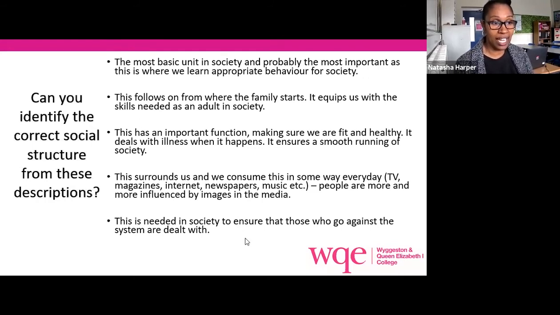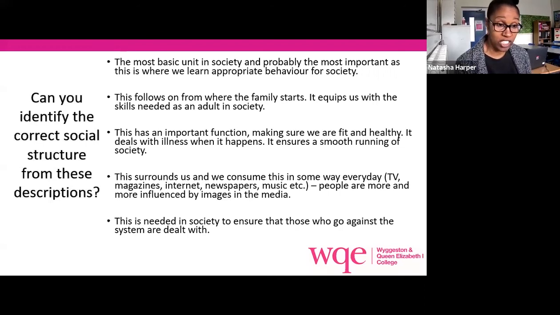And then finally, this is needed in society to ensure that those who go against the system are dealt with. Again, we can't just assume that all parents are doing their job effectively in socializing children into correct behavior. We have to have some form of mechanism to ensure that everybody does the right thing. Okay? And if they don't, then we need to know what the consequences are. And one of the things that we do examine in sociology is crime and deviance.